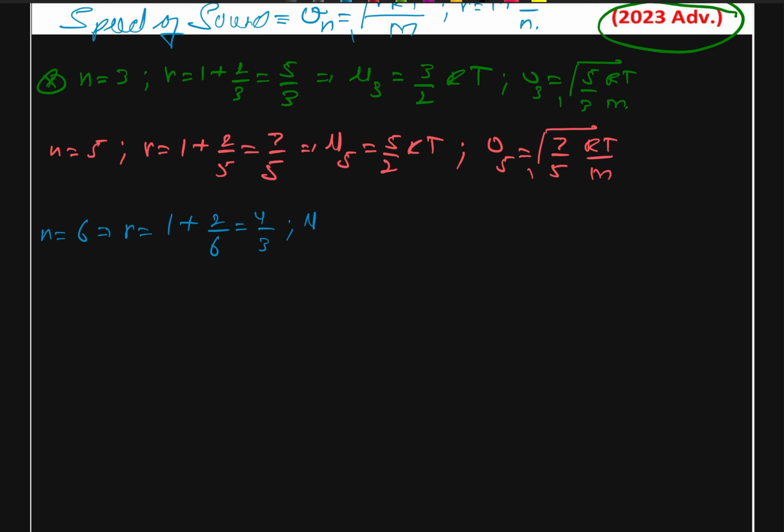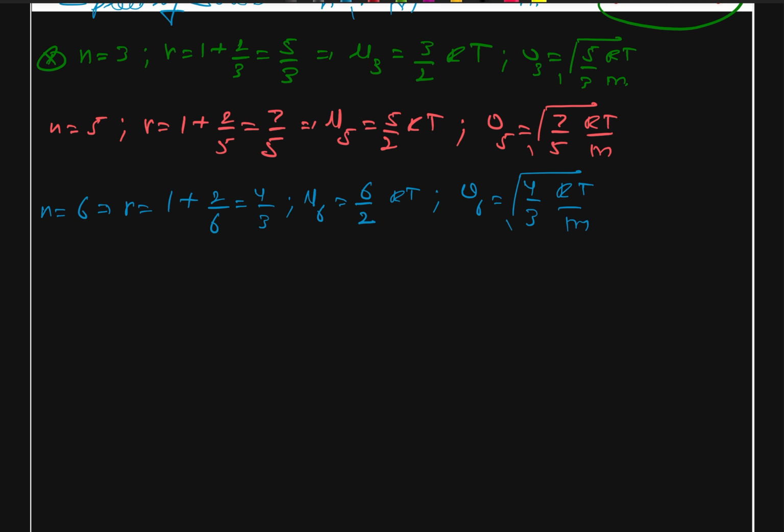So U of 6 will be equal to 6 upon 2 RT, and V of 6 will be equal to 4 by 3 RT upon m, square root.